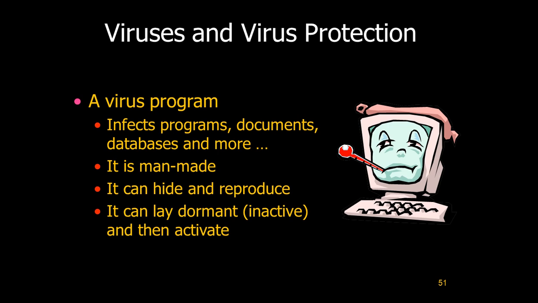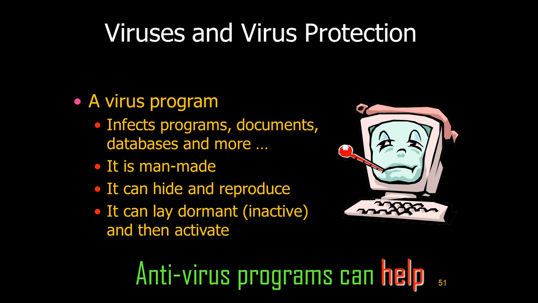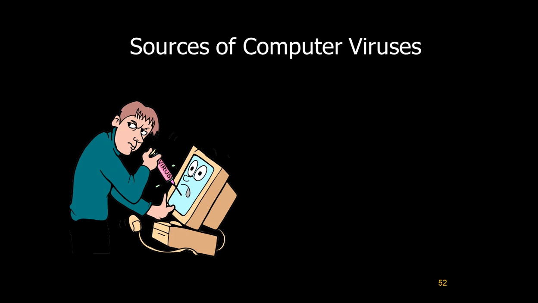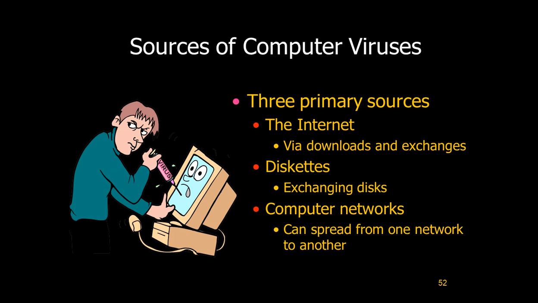You should always note that as long as you have a computer, there's a good chance a virus might find its way to your computer, so it's always best to stay protected. Antivirus programs can help. Sources of viruses: the internet, downloading and exchanges; diskettes, exchanging information, for example flash drives; and computer networks. If one computer is infected, it can easily find its way to the other computers on the network.